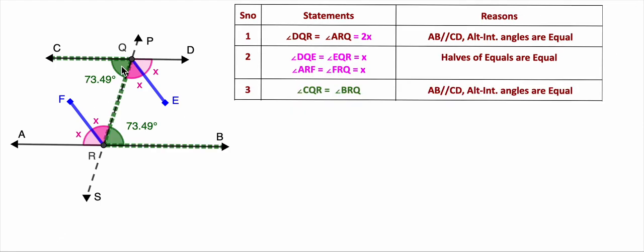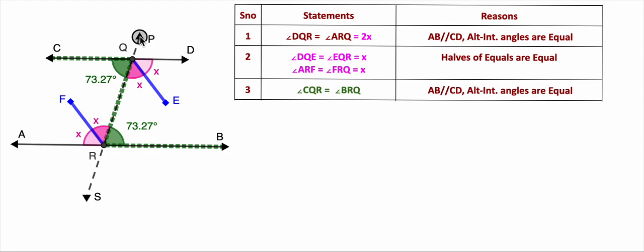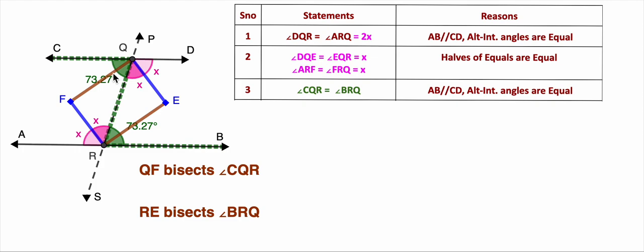अब हम ये वाला alternate pair देखेंगे. So now we can again see that there is a formation of Z over here, this green Z. So there is a green pair of alternate interior angles. Exactly same तरीके से इसको भी bisect करेंगे. So QF is bisecting this green angle, RE is bisecting this green angle.